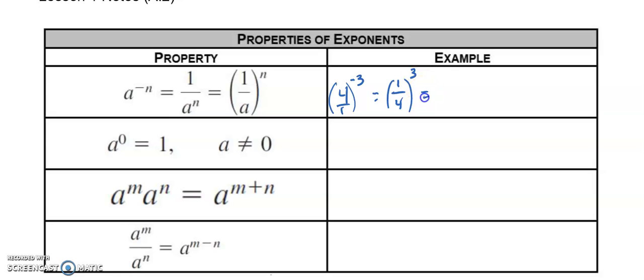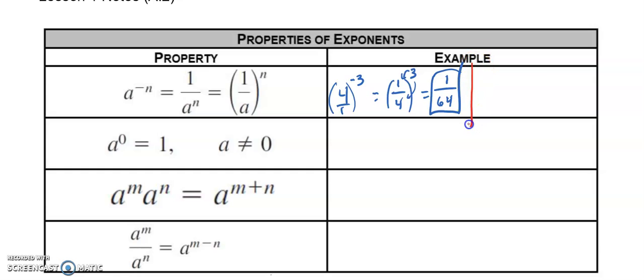So this 3 really applies to the numerator and denominator. So it's 1 to the third over 4 to the third, which would be 1 over 64. So that's the other thing, if you can simplify, you should definitely simplify.